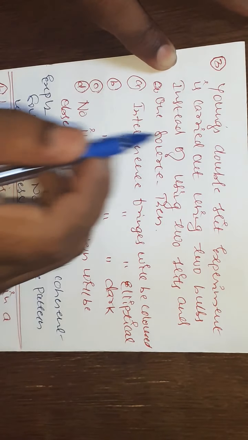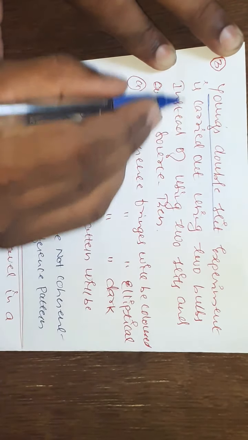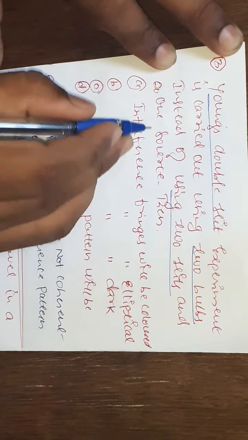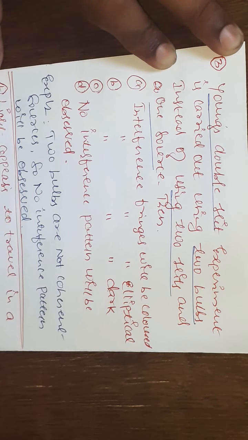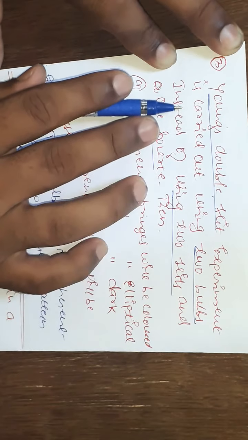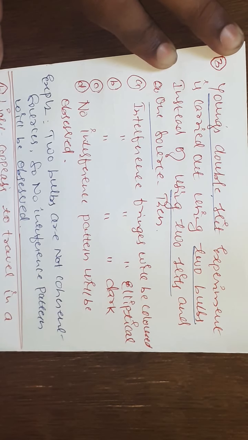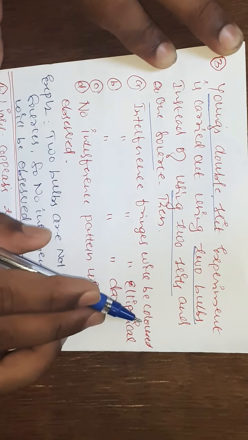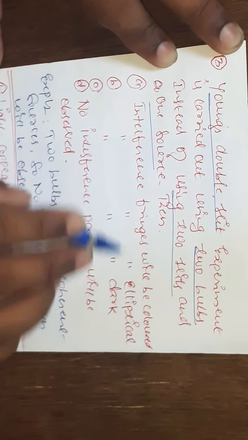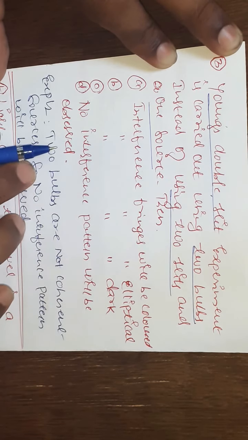Okay students, third question. Young's double slit experiment is carried out using two bulbs instead of using two slits and one source. Then what will happen? We know already slits are used and one source is used, but in this question the experiment is carried out using two bulbs. The options: interference fringes will be colored, interference fringes will be elliptical, interference fringes will be dark, no interference pattern will be produced.